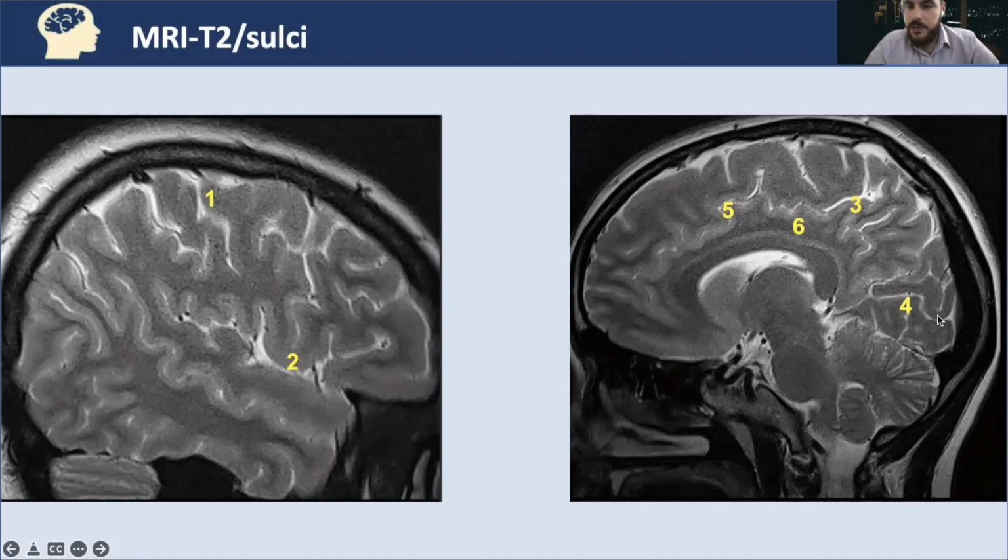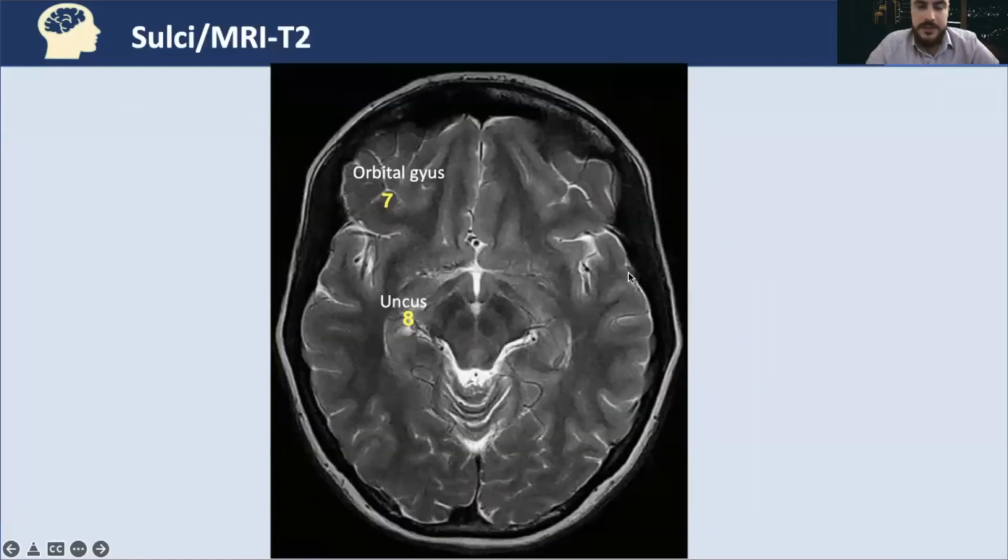Okay, number four. Anyone can guess what's number four? This is also medial surface. Sulcus. Yes, exactly, the calcarine sulcus. And this is the corpus callosum, the pericallosal sulcus, etc.